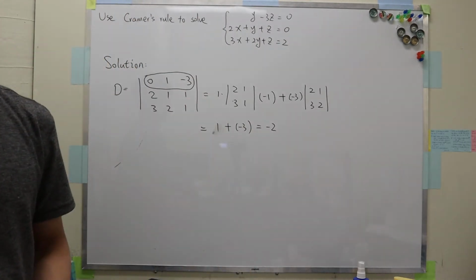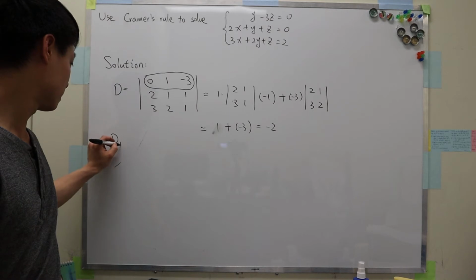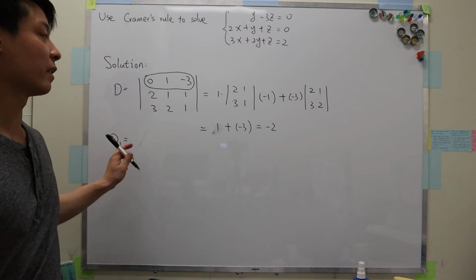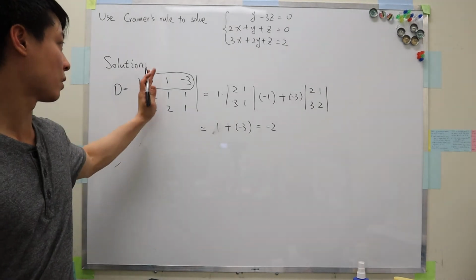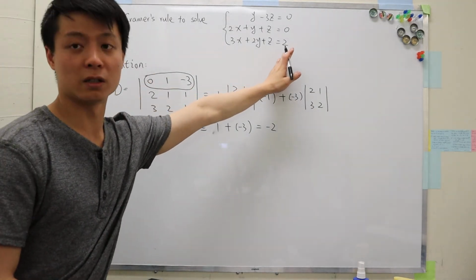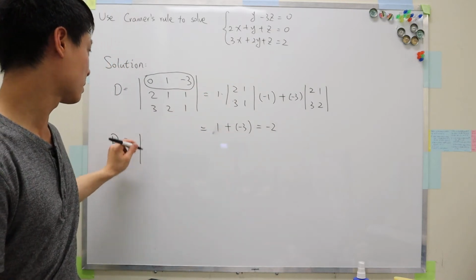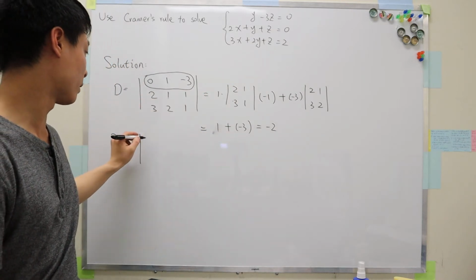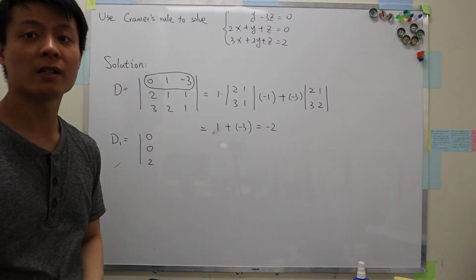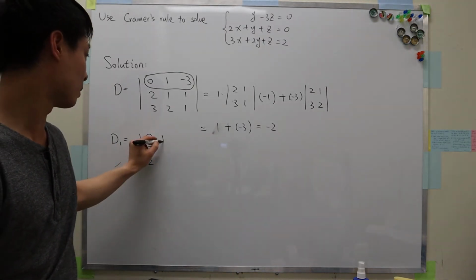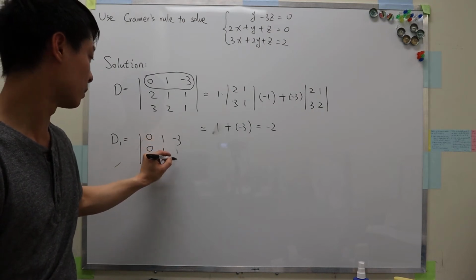After that, we want to find D1. D1 is the determinant obtained by replacing the first column with the column here, 0, 0, 2. So you just replace your first column with that 0, 0, 2, and everything else stays the same. 1, 1, 2. Negative 3, 1, 1.